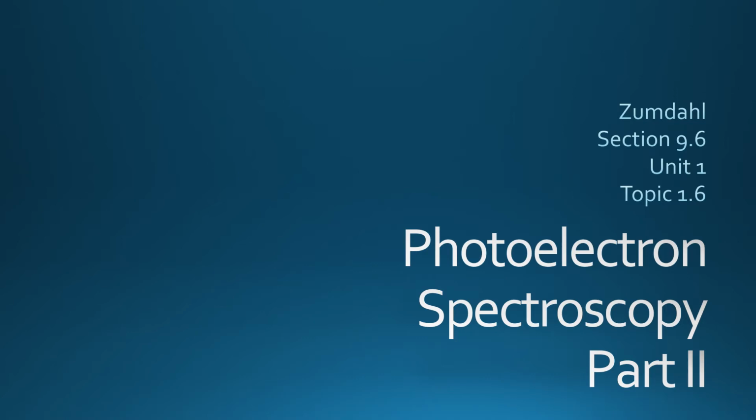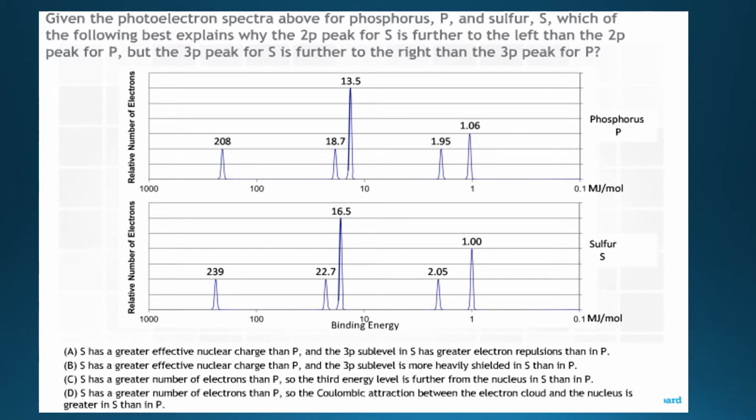Part 2 of photoelectron spectroscopy. So in these photoelectron spectra, we have phosphorus and sulfur, and we're looking for two things. We want an explanation for why the 2p peak for sulfur is further to the left, meaning more energy than the 2p peak for phosphorus, but the 3p peak for sulfur is further to the right, meaning it takes less energy.